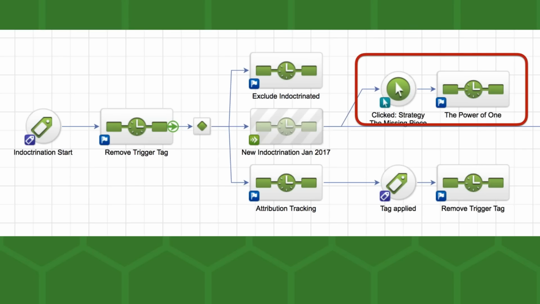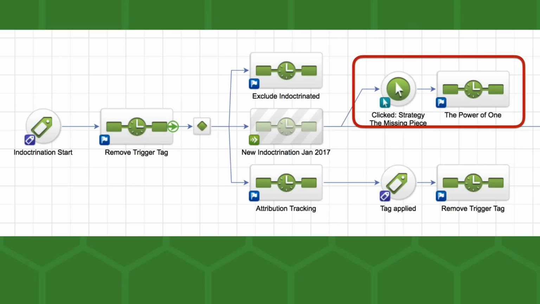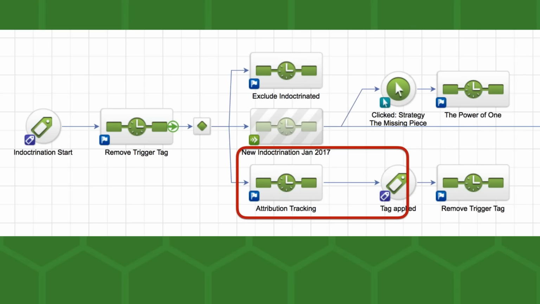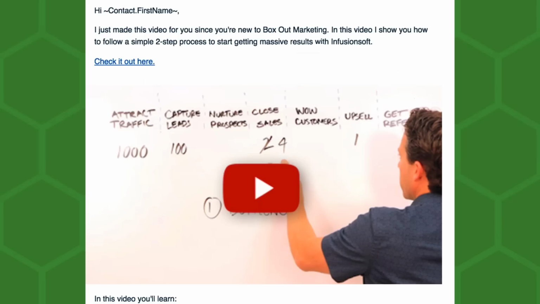So if they click, if they show interest in that email that talks about strategy, we're going to give them some more of that. And then down here, we've got some attribution tracking, basically making it so that when they go through this process, if they request a consultation after email 2, we know and we can track that. If they request a consultation after email 3, we know and we can track that. And so we're tracking attribution there so that we know at what point they requested a consultation, which email is getting them to do that.